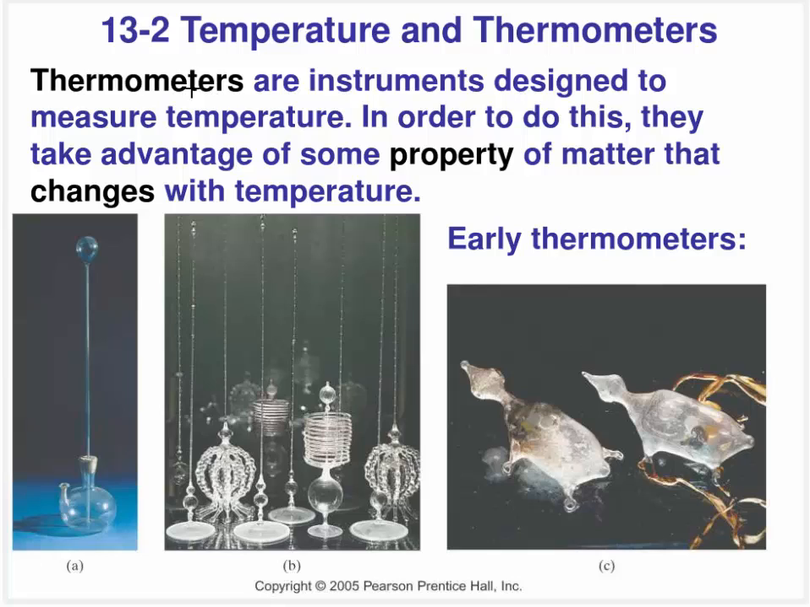Now if you want to make a measurement of how hot or cold something is, then you're going to use a thermometer. Essentially it's just going to measure temperature, how hot or cold something is. In order to do this, it takes advantage of the fact that some property of matter is going to change with temperature, most commonly something like length.